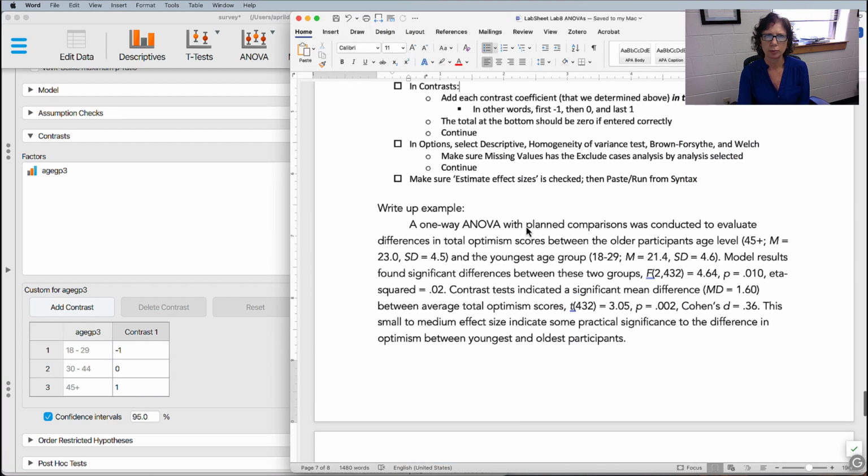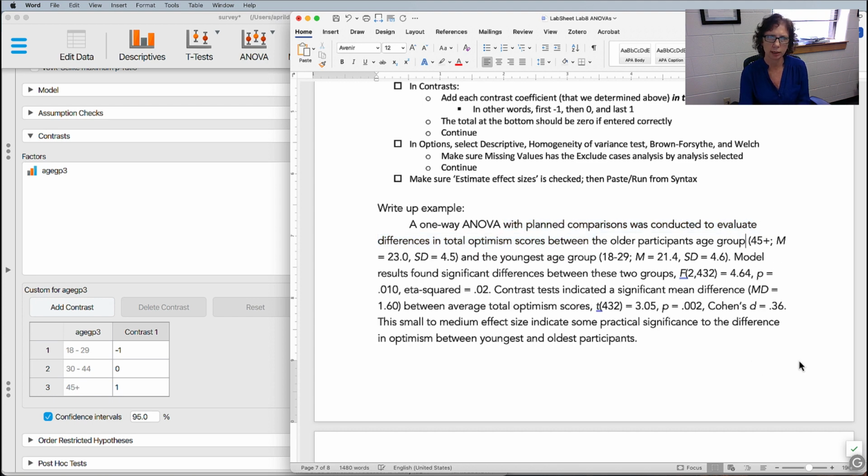A one-way ANOVA with planned comparisons was conducted to evaluate differences in total optimism scores between the older participants, age level, and the youngest age group. And I kind of made sure I put in some mean and standard deviation. I might use the same word like age group and age group. Yeah, that's better. Model results found significant differences between these two groups. So our model is significant. I'm letting the reader know that we're only going to be comparing between two.